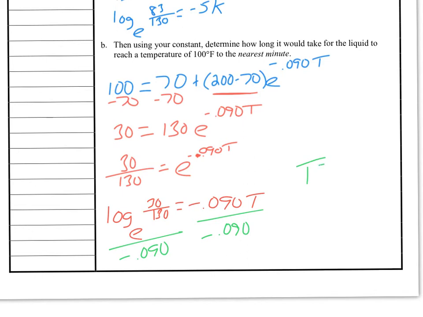T works out to be 16.29, so that is t equals 16 minutes. So when the question says determine to the nearest minute, you're just rounding it, okay? And you're good to go.